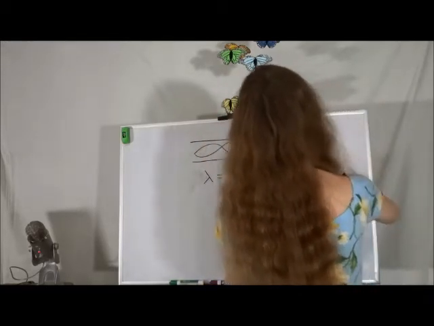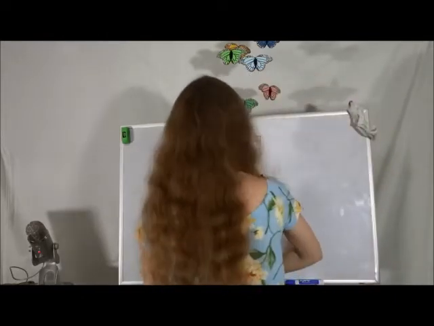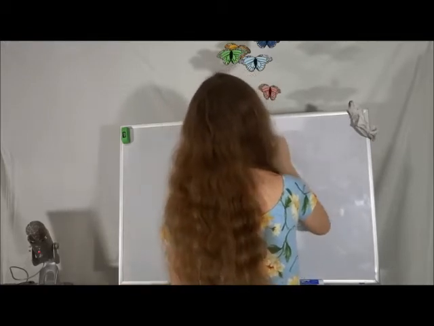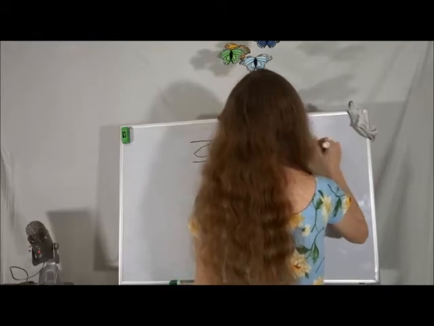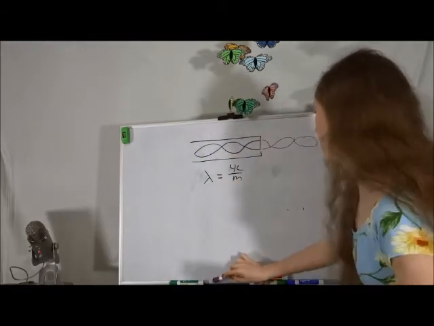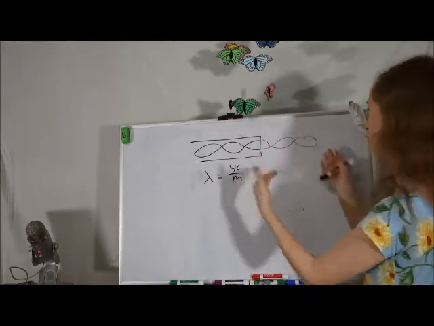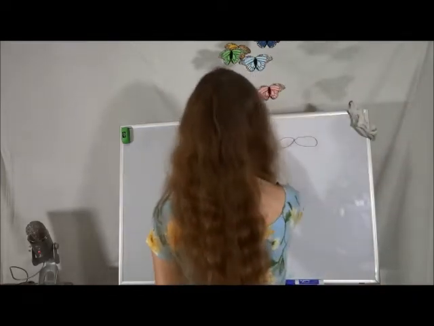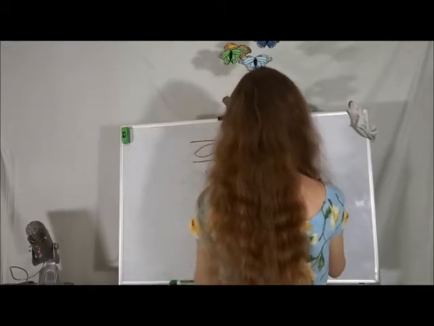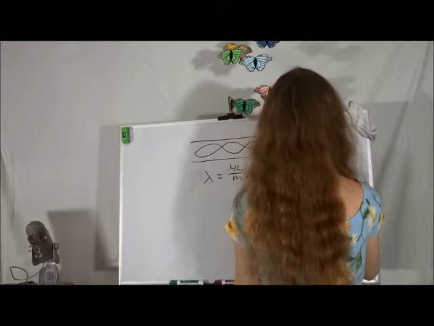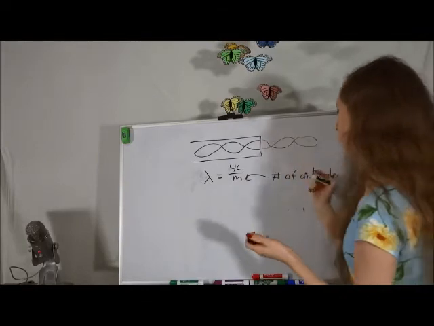Actually, let me just do that in a different color for you. It will be a little easier to see than the dashed line. So we're just going to do an imaginary piece on the other side. So M in this case would be the number of antinodes you have if you were to mirror your string. So we have 1, 2, 3, 4, 5 antinodes. So it's the number of antinodes if you mirrored your wave.